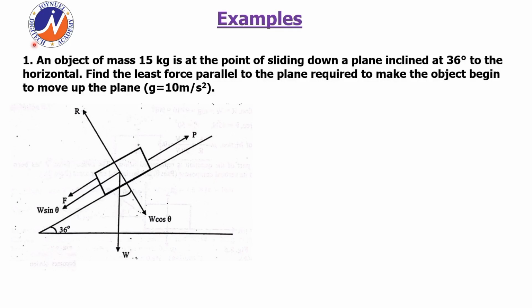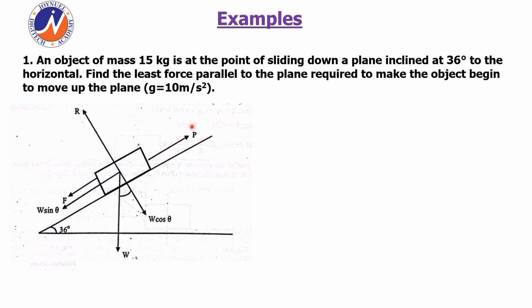Let's take these examples. An object of mass 15 kg is at the point of sliding down a plane inclined at 36 degrees to the horizontal. Find the least force parallel to the plane required to make the object begin to move up the plane. We want to find the force required to make this object begin to move up. That's P, the force that will make it move up.